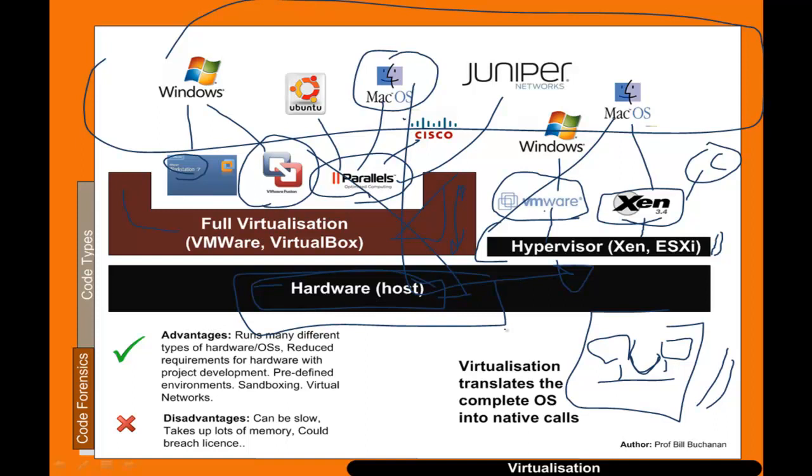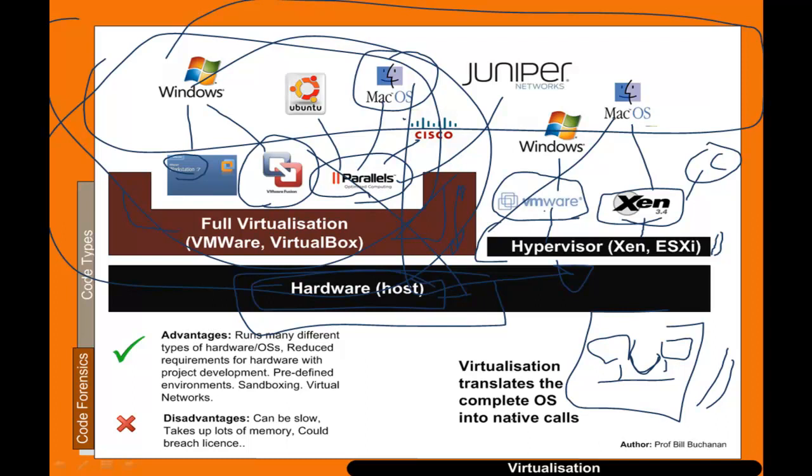The disadvantages are that it can be slow, especially in this area here, for VirtualBox, VMware Workstation, and so on. It takes up lots of memory, and it could actually breach the original license of the operating system. For example, running a Juniper firewall might actually breach the licensing terms required if it was run within a virtualized environment. And basically, it will take the calls from the operating system and convert them into the native operating system call.